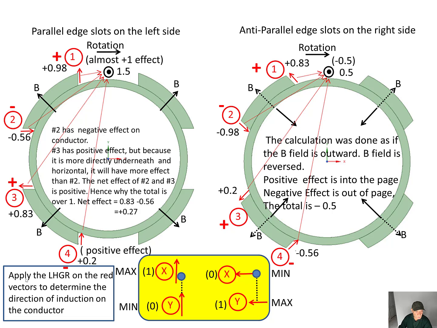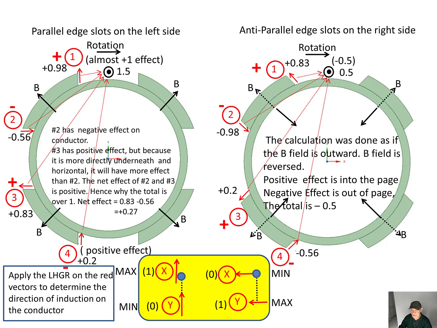So again, to review, we apply the left-hand grip rule on the red vectors to determine the direction of induction on the conductor. So here's the case for the vertical component, where it's maximum when it's beside the conductor, but if it's directly underneath, the vertical component has no effect. On the other hand, a horizontal component next to the conductor like this has no effect, but if it's directly below, it has maximum effect.